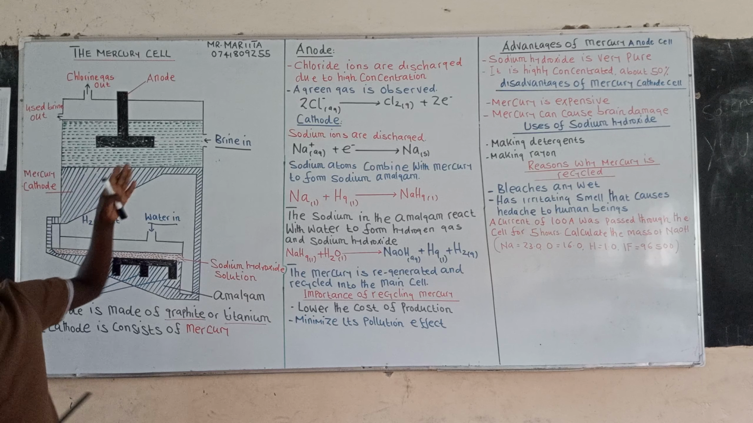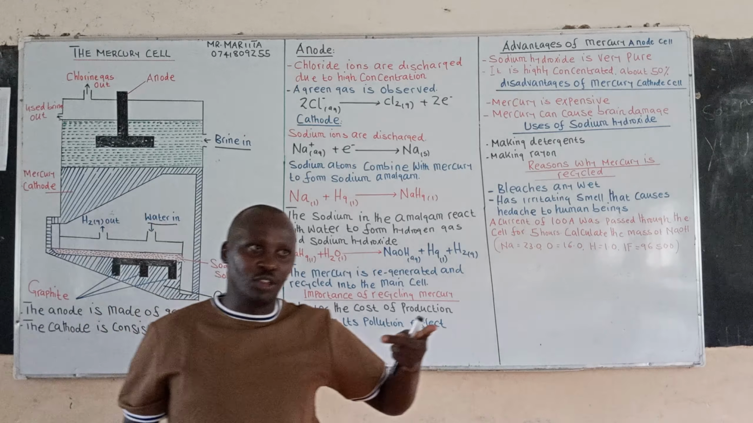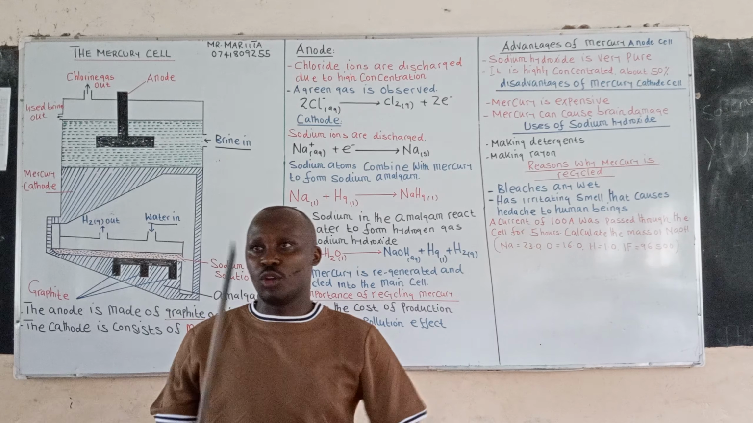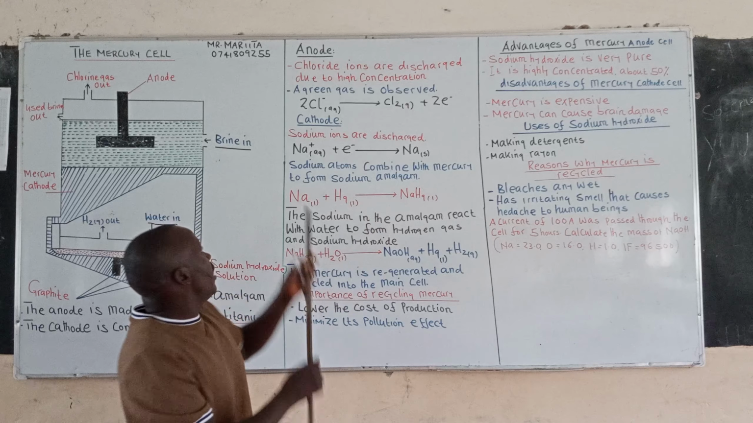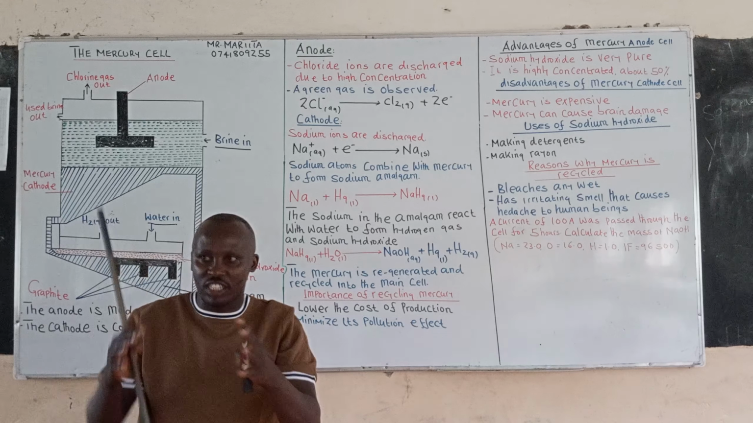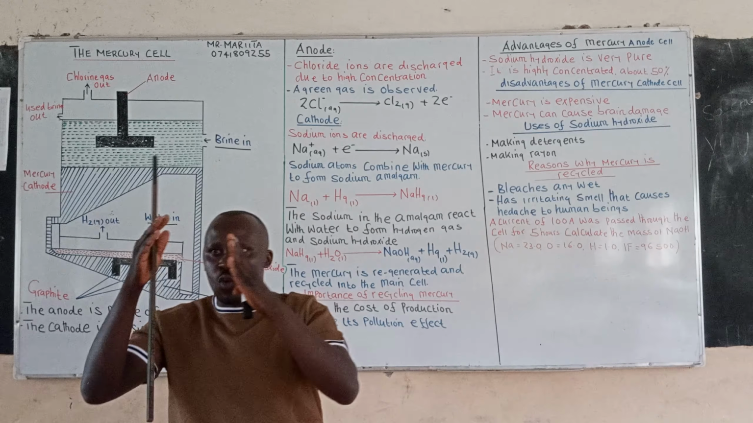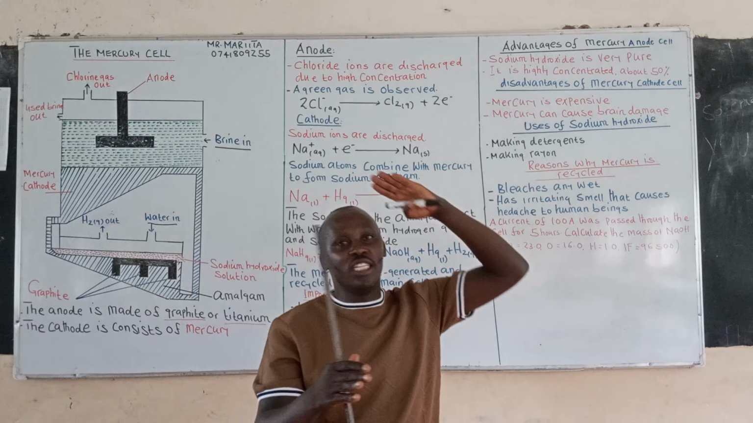At the anode, the observation you can see is a green gas which is produced, and of course that is chlorine gas, because the chloride ions are discharged due to their high concentration. When the chloride ions are discharged, we see chlorine gas, which is green.